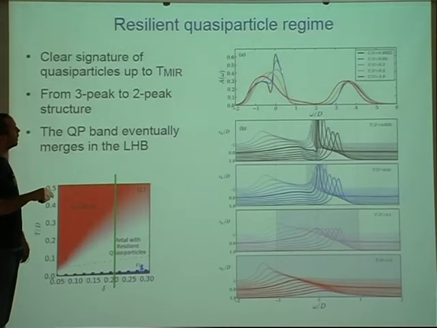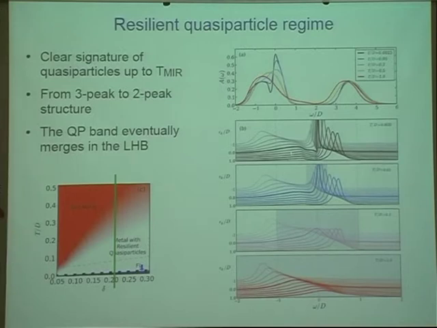You see a very evident structure here of the quasiparticle peak. But as I increase temperature, so already this blue curve here in this region, I still have a clear signature of a quasiparticle which is distinct from the lower Hubbard band. Same thing still for this maybe pink curve here. And eventually at higher temperatures, this quasiparticle peak merges into the lower Hubbard band.